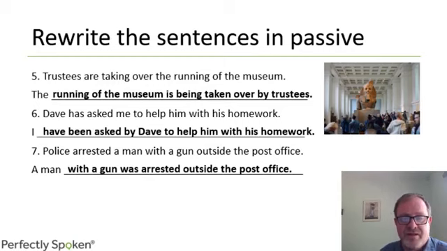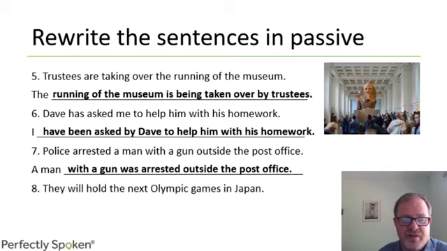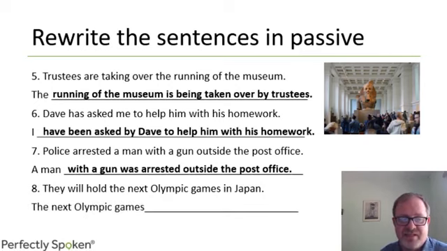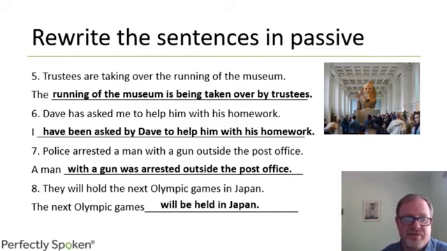Okay. Number 8. They will hold the next Olympic Games in Japan. Okay, so if we talk about the next Olympic Games, we've got the future, so it's will plus the verb to be in infinitive without to. After will, a modal verb, so will be held. The next Olympic Games will be held in Japan in 2020, I believe.